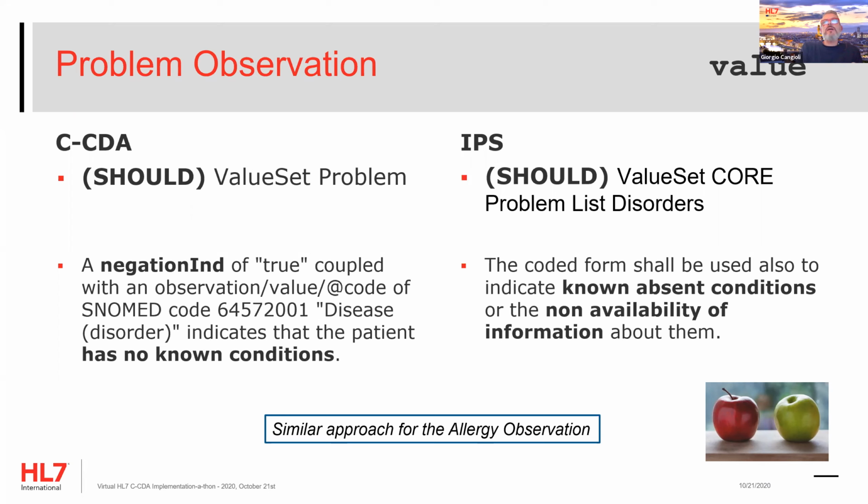In the IPS, the expression of absent or non-available information is represented by using an explicit code, and this is our code that is passed through the observation value. A similar approach is used also for the allergy observation. So in that case, it's clear that we should discuss and understand a common pattern in order to represent this kind of non-absent situation.